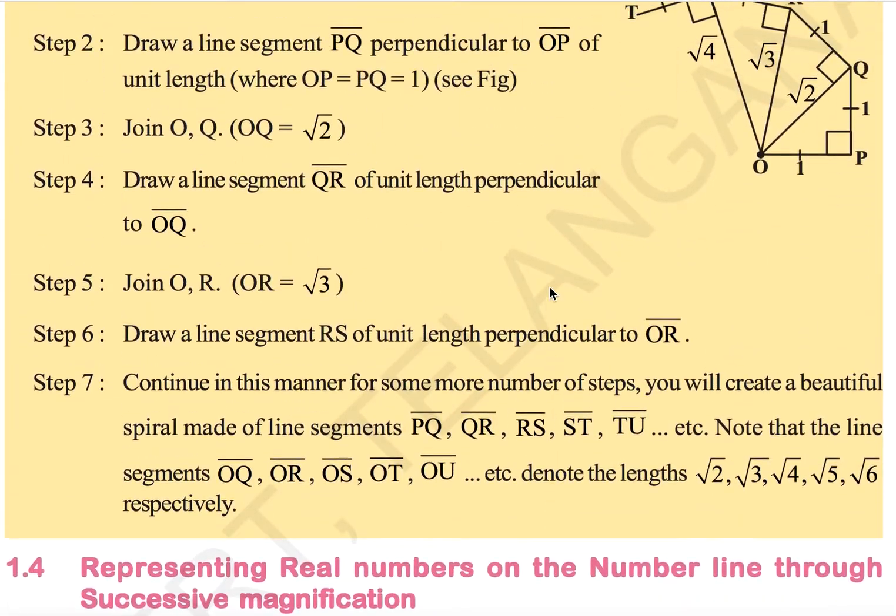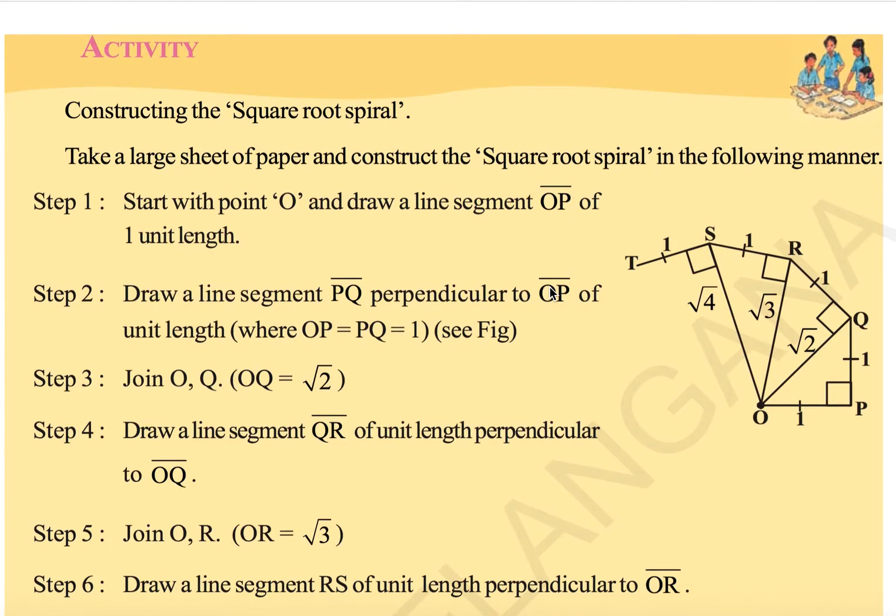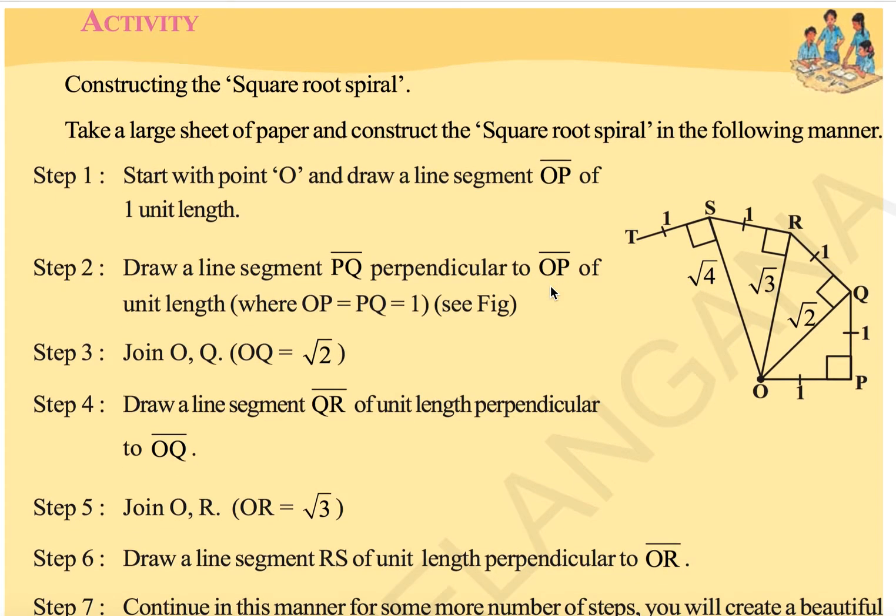Hi guys, now we are looking at ninth standard mathematics, chapter 1. This is where we stopped in the last class, constructing the square root spiral. Take a large sheet of paper and construct a square root spiral in the following manner.